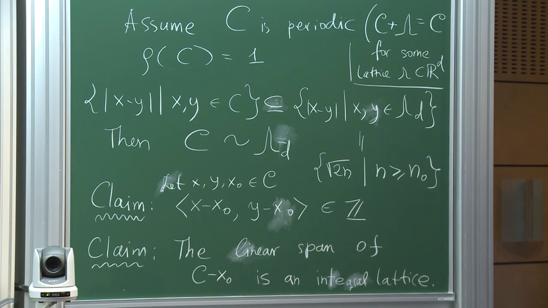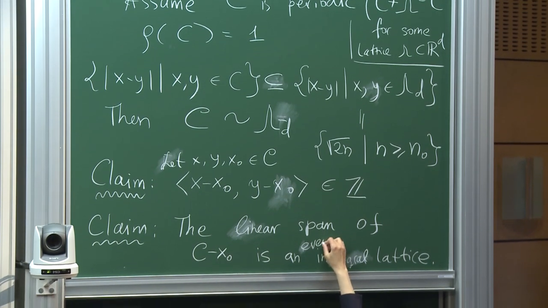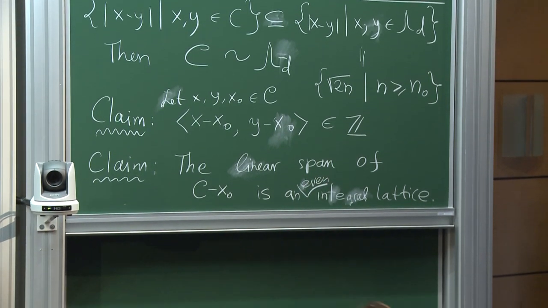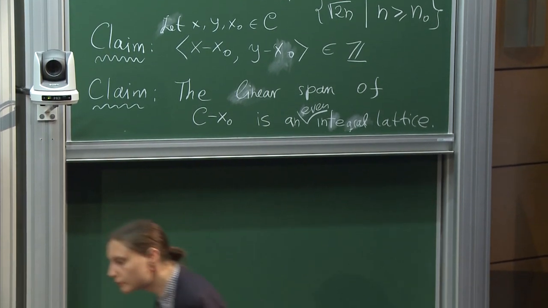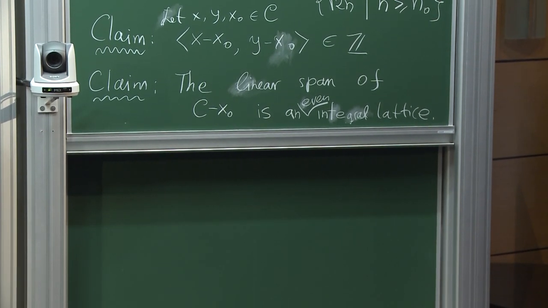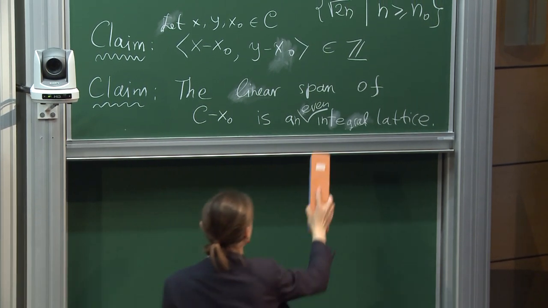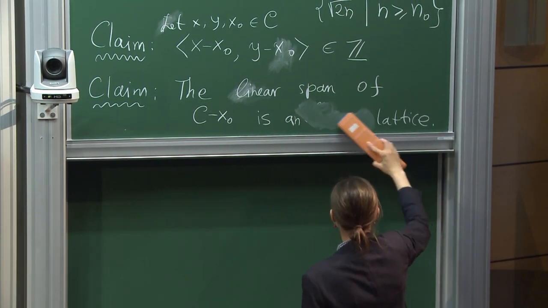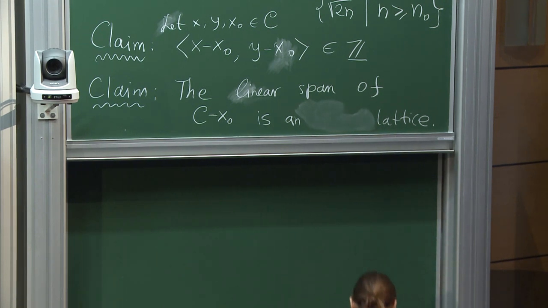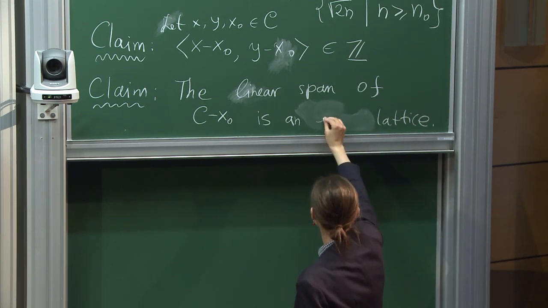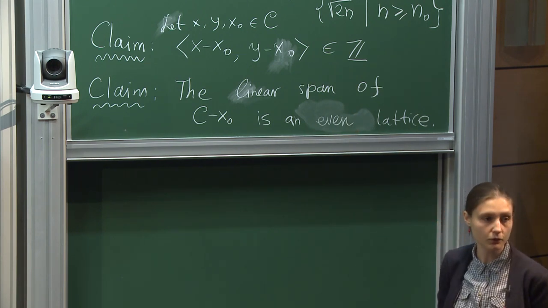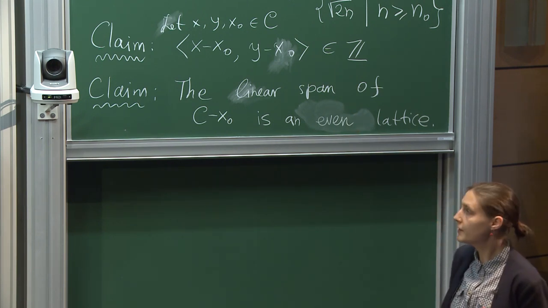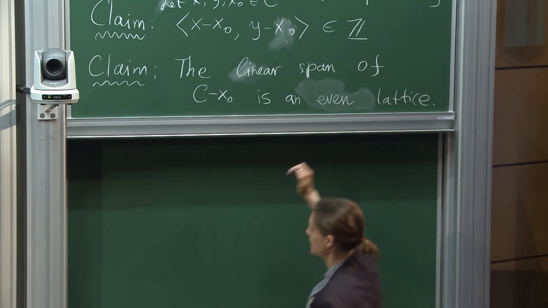It's an even sum, so that means that somehow it's even. It will be an even lattice. Sorry? As a quadratic lattice. Even lattice, I guess, actually means that.